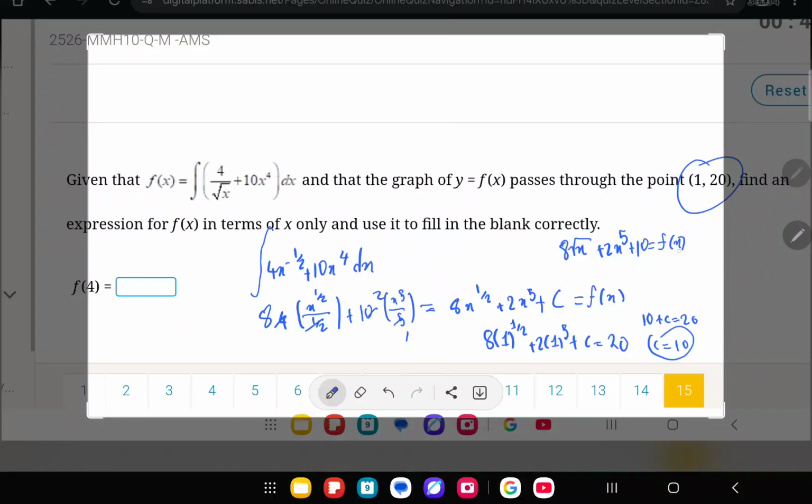And now they want x as 4. Sorry. So we do 8 square root of 4 plus 2 times 4 to the power 5 plus 10. So 8 times 2 plus 2 times 4 to the power 5 plus 10. That gives 2074.